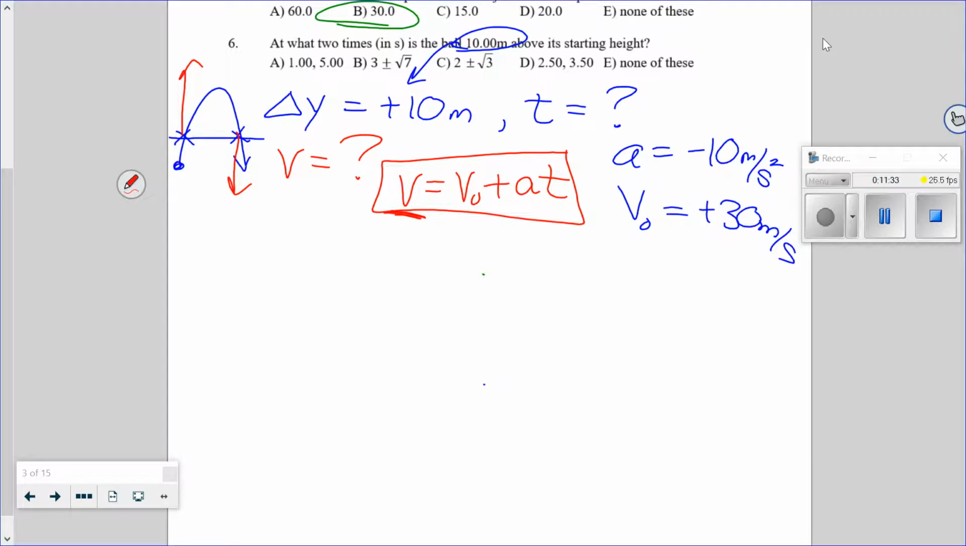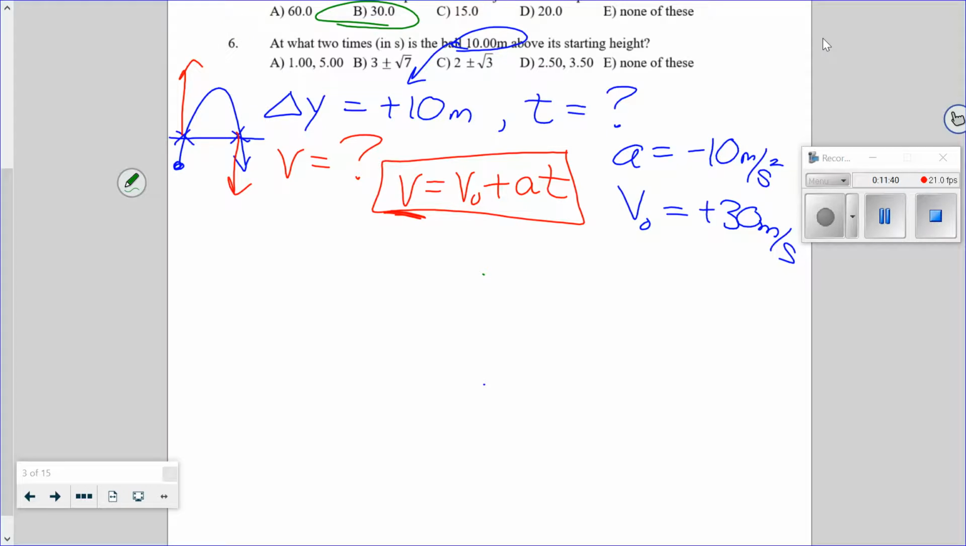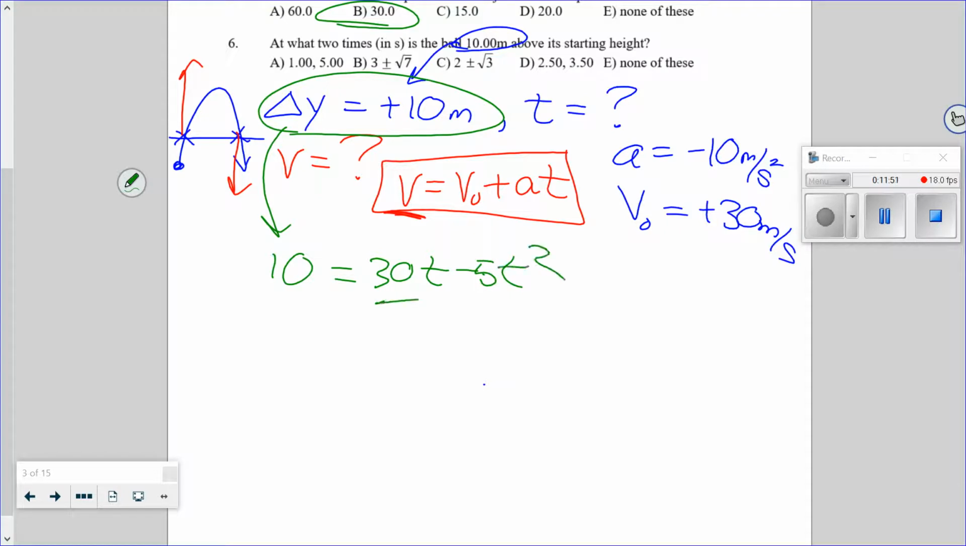People are tempted to go, okay, I know delta y, so I want to say 10 equals 30 times t minus 5t squared, and I'm going to solve a quadratic. Boo. Yes, you can do that. It's logical, but that's the most possible work for this question, especially if you use that silly quadratic formula. Boo.